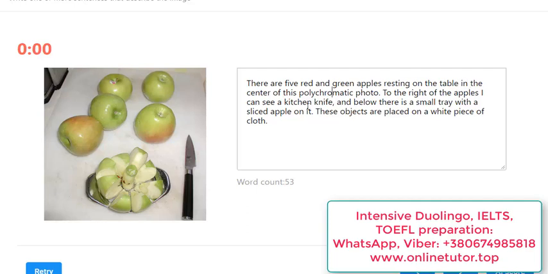I didn't plan to write in the center of this polychromatic photo, but I have started there are 5 red and green apples. And what else? They are lying, they are placed, they are resting, they were on the... So if I finished it here, it would be a very short sentence. It doesn't do. To the right of the apples, I can say kitchen knife. Oh, probably I could have added with a black handle, but and below there is a small tray with a sliced apple on it. Okay, these objects are placed on a white piece of cloth.